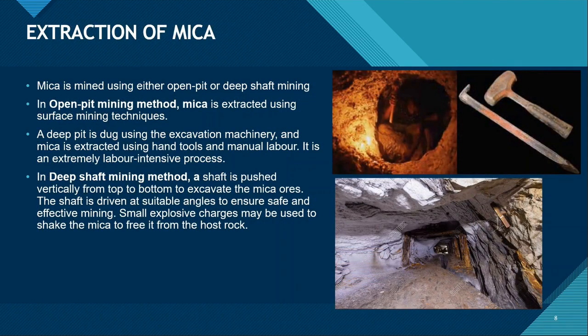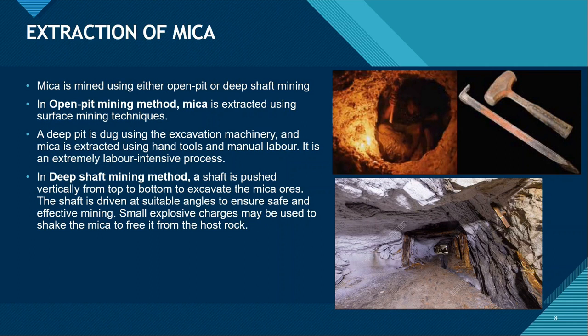How do they extract mica? Mica mining is mainly of two types, open pit mining and deep shaft mining. In the open pit mining method, a deep pit is dug using excavation machinery and mica is extracted using hand tools and manual labor. It is a very labor intensive process.